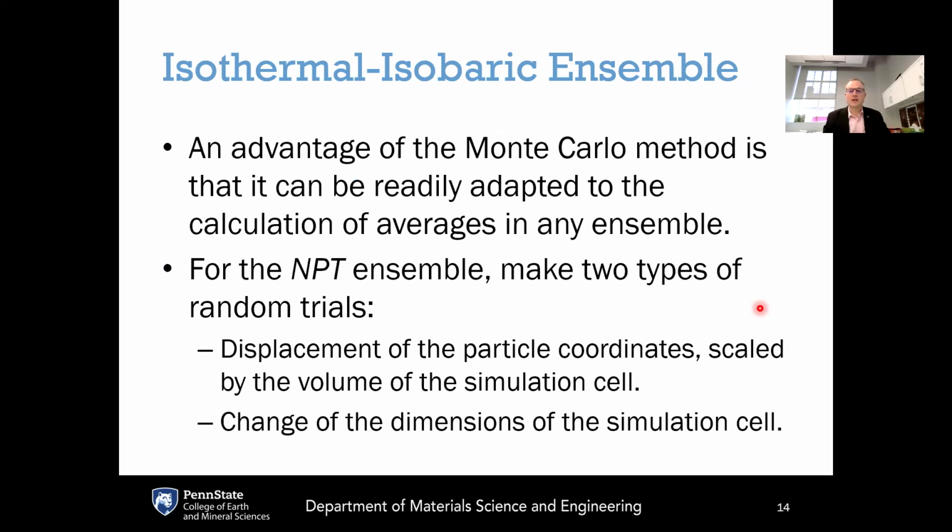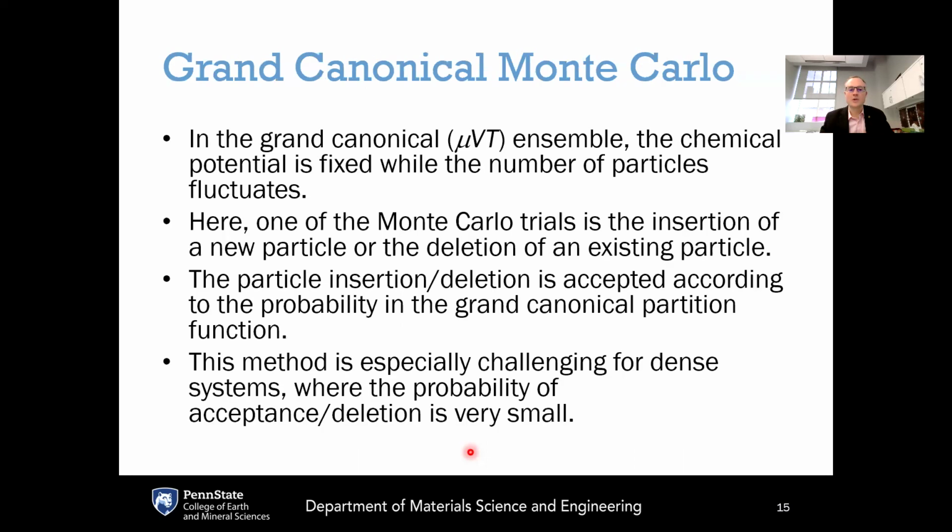Another advantage of the Monte Carlo approach is that it's easier to adapt it to different types of ensembles. If you wanted to go to an NPT ensemble, for example, there are two different types of random trials that are done. There's the random displacements of the atomic coordinates, and then you can change the volume of the simulation cell by scaling the dimensions of the atoms. So having either random particle displacements or random changes to the simulation volume, and then you would accept or reject volumetric changes based on what is happening to the enthalpy of the system.